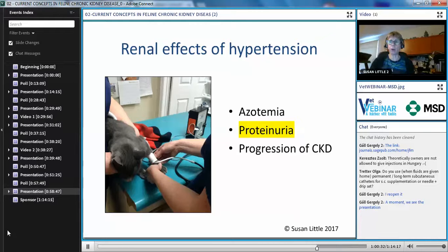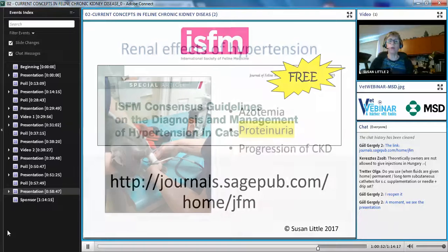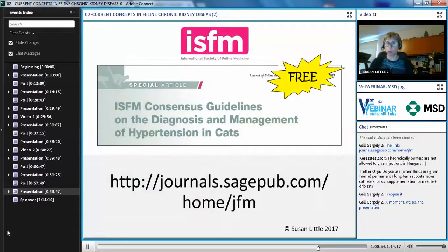In particular, in the context of the kidney, hypertension over time increases azotemia. It is closely related to proteinuria. So many cats with hypertension develop proteinuria. That's important because proteinuria is a negative prognostic indicator. So if you have proteinuria, you don't live as long as cats without proteinuria. And it does contribute to progression of chronic kidney disease.